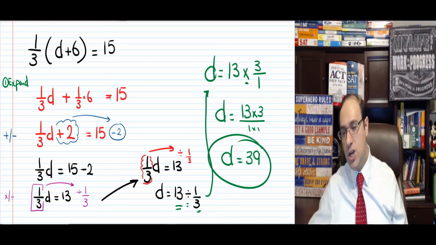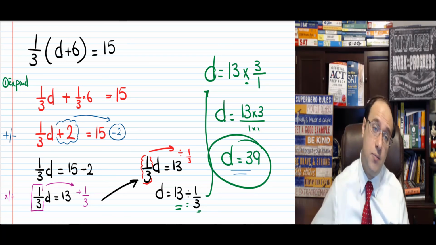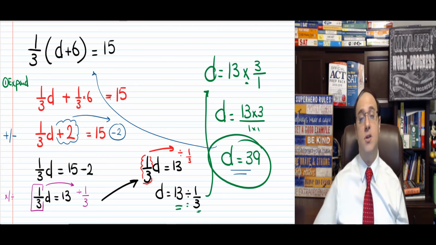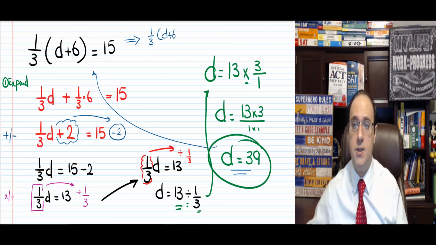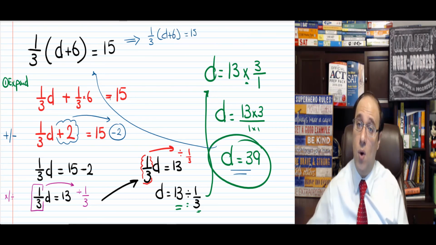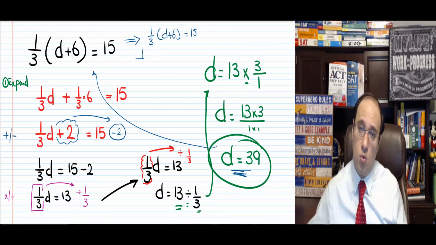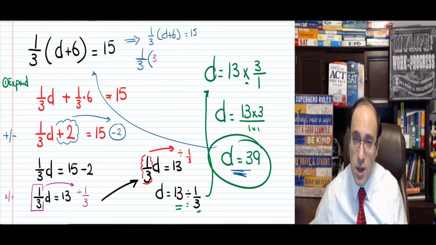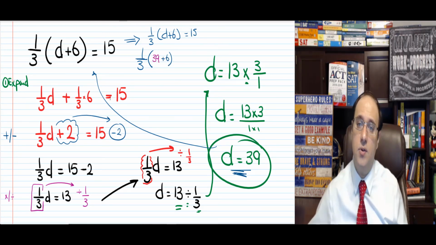Now, you always want to check to make sure you did the right thing and got the right answer. So let's check really quickly. D equals 39. I want to check that I'm right. I take it, and I go up here, and I put it into this equation. My equation was 1/3 times d plus 6 equals 15. Well, let's see. If I put d as 39, it becomes 1/3 times 39 plus 6 equals. It says 15.